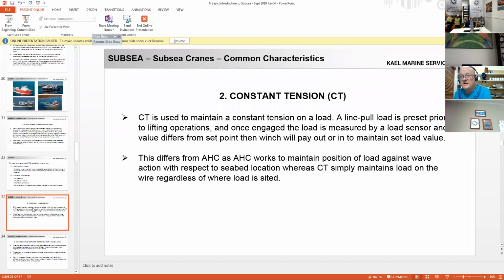This differs from AHC, as AHC works to maintain the position of the load against the wave action with respect to the seabed location, whereas constant tension simply maintains load on the wire regardless of where the load is sited. It keeps the wire taut at all times.